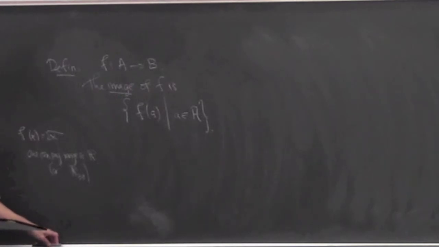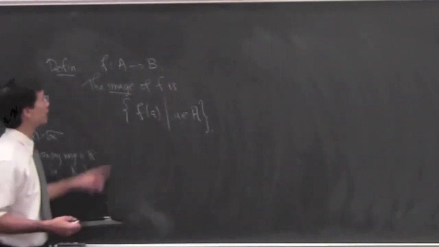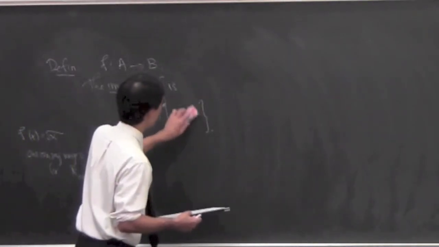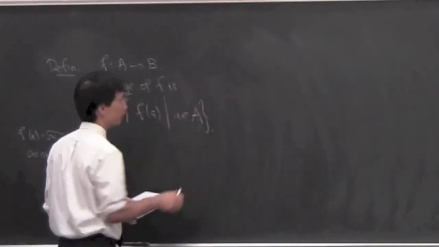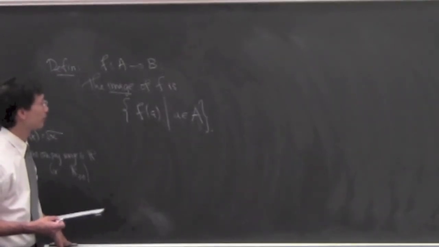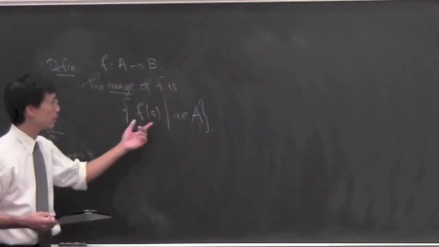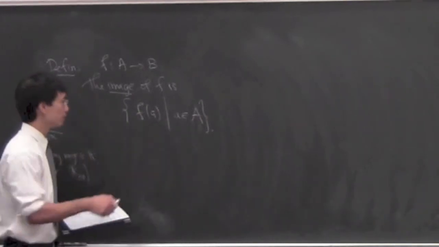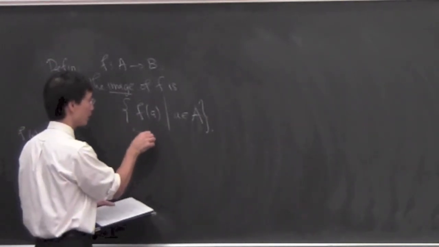Is that a big A? That's a big A. The same big A is here. Oh, okay. So it's just a collection of outputs, right? In English, a collection of outputs.